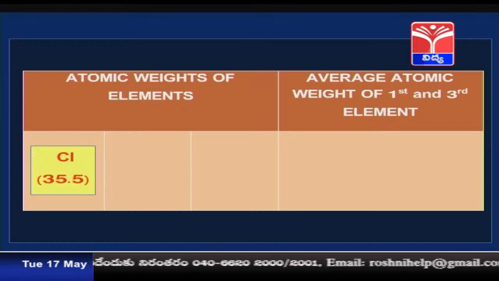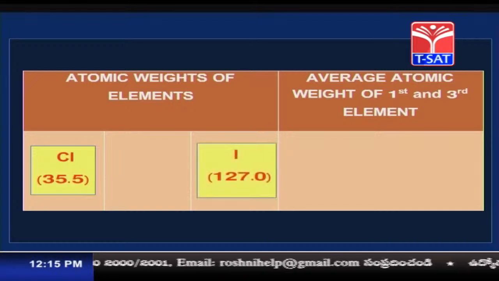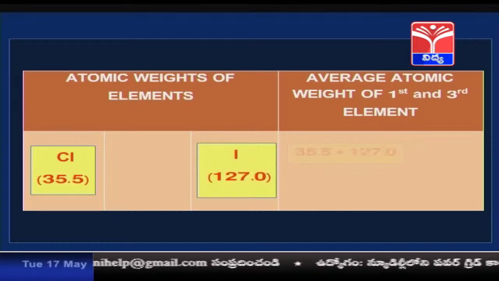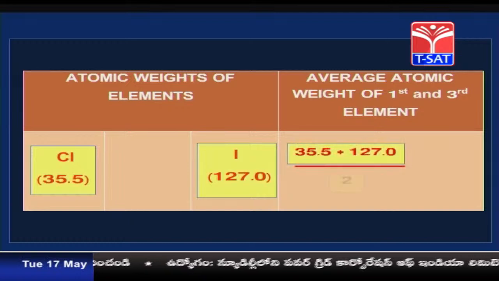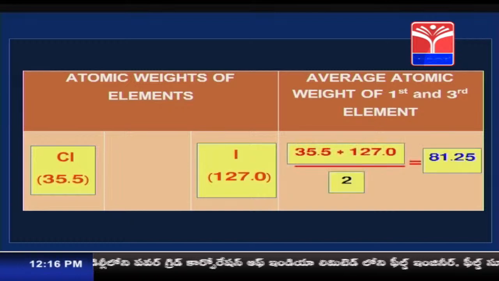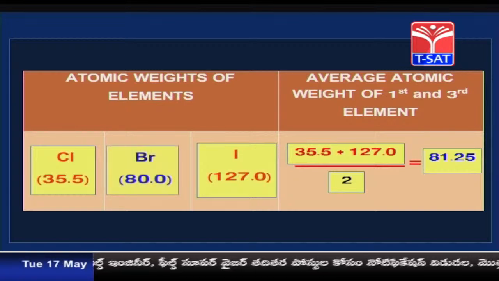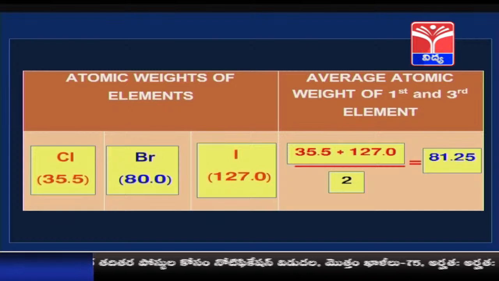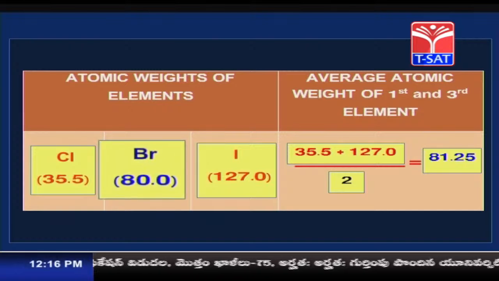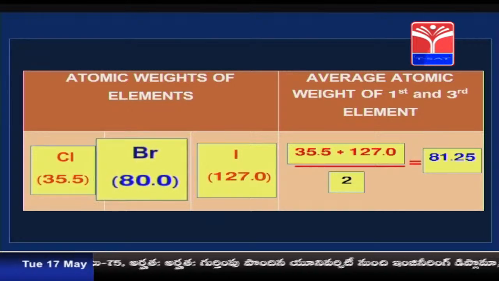Chlorine whose atomic weight is 35.5, iodine 127. The average value of atomic weights is nothing but 81.25. Now, the element bromine whose atomic weight is 80. Now, here we are not matching this 80 with 81.25.